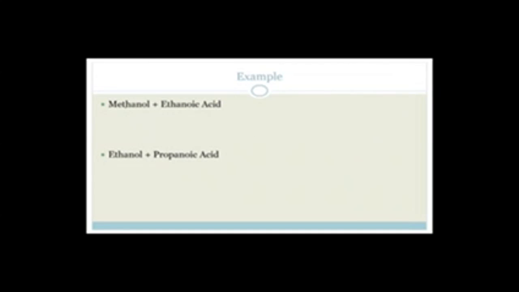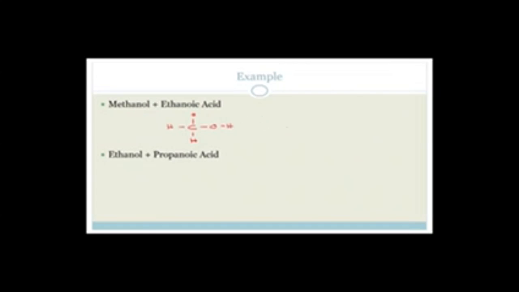For example, you've got methanol and ethanoic acid. Let me just show you this and then we'll talk about the general formula. Methanol is one carbon and an alcohol, so it's going to be C, O, H, hydrogen, hydrogen, hydrogen, okay? Ethanoic acid is two carbons and it's got that carboxyl group.